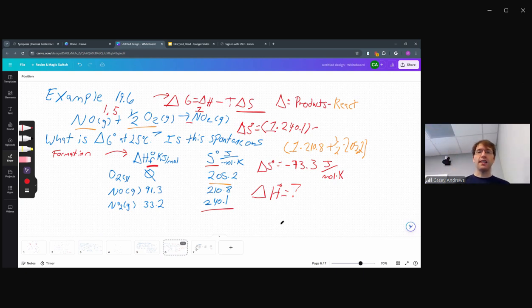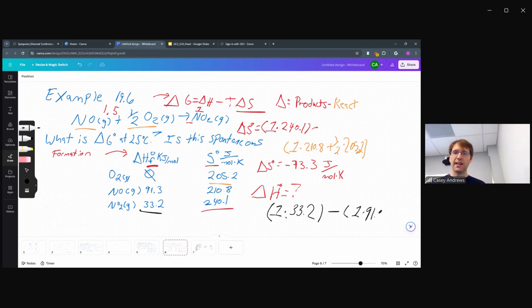All right. So delta H is the same idea as delta S. You do products minus reactants, but you have to multiply your products by how many moles you have. So our product is NO2. So we have 1 mole of NO2 times 33.2, minus 1 mole of NO, which is 91.3. So multiply by 91.3.